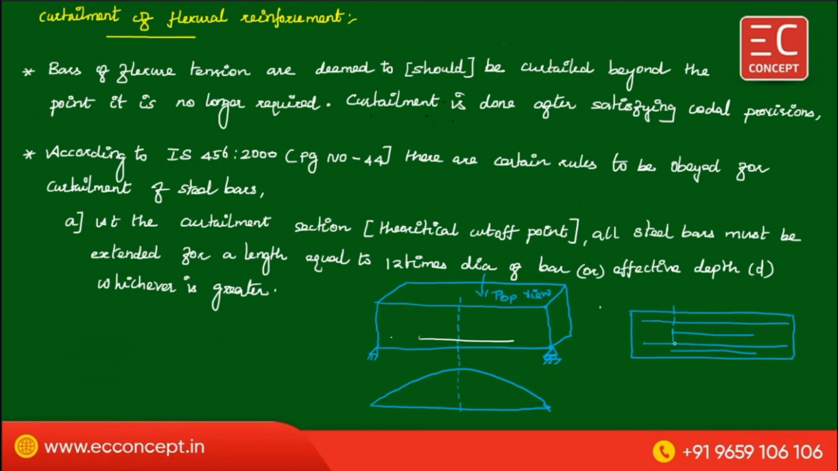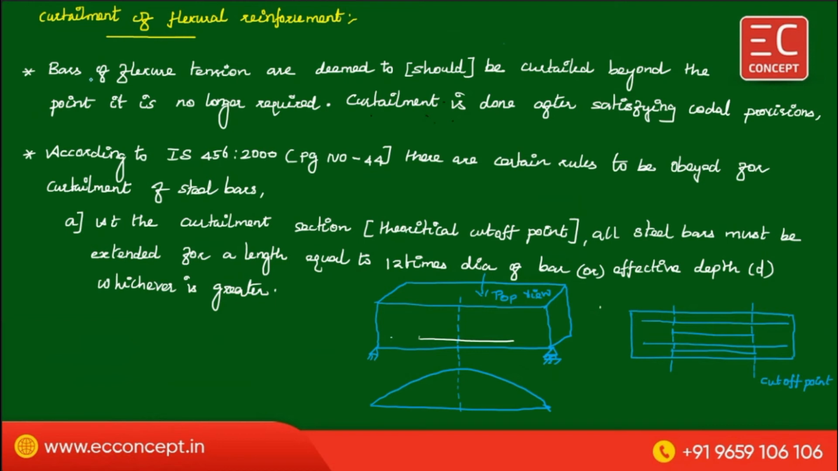It's a cut-off point. This point is called the cut-off point or curtailment point. Only a certain percentage of steel extends up to the support. The remaining we have to cut. Why are we cutting? We are cutting for economical purposes. That is our main motto.